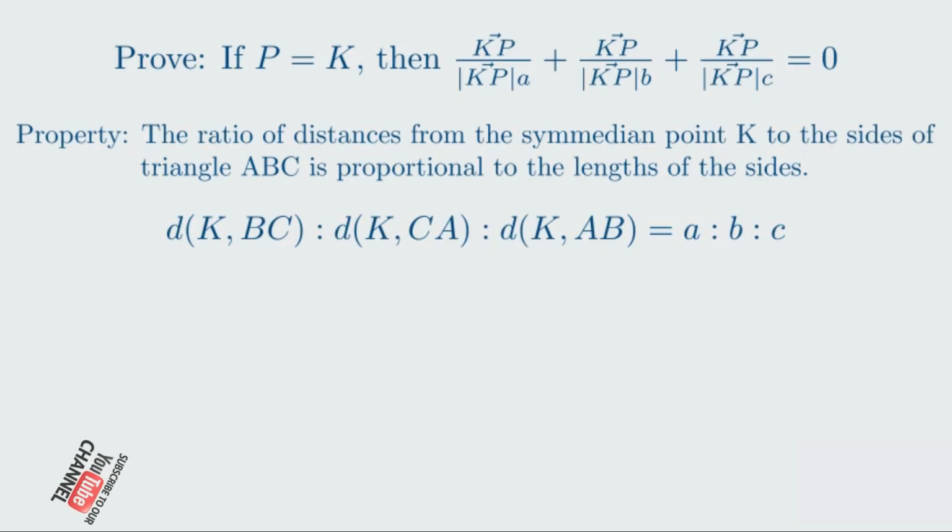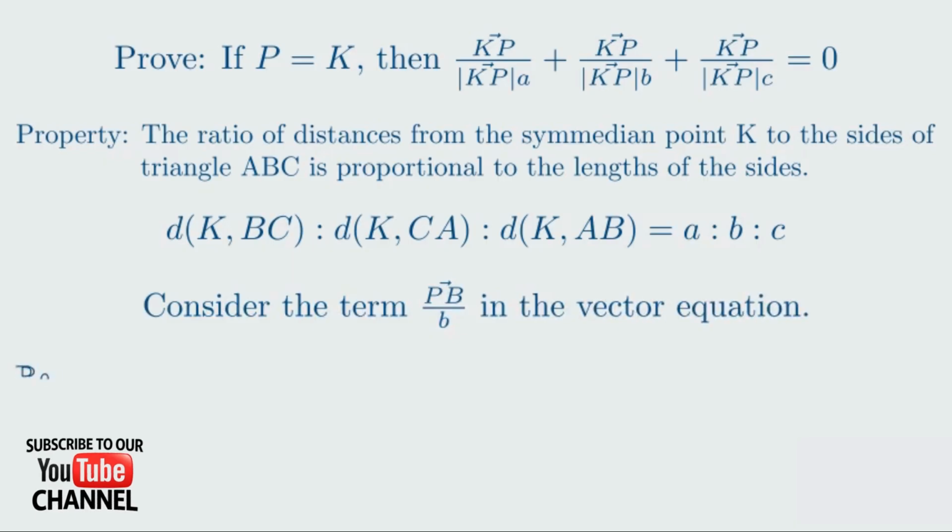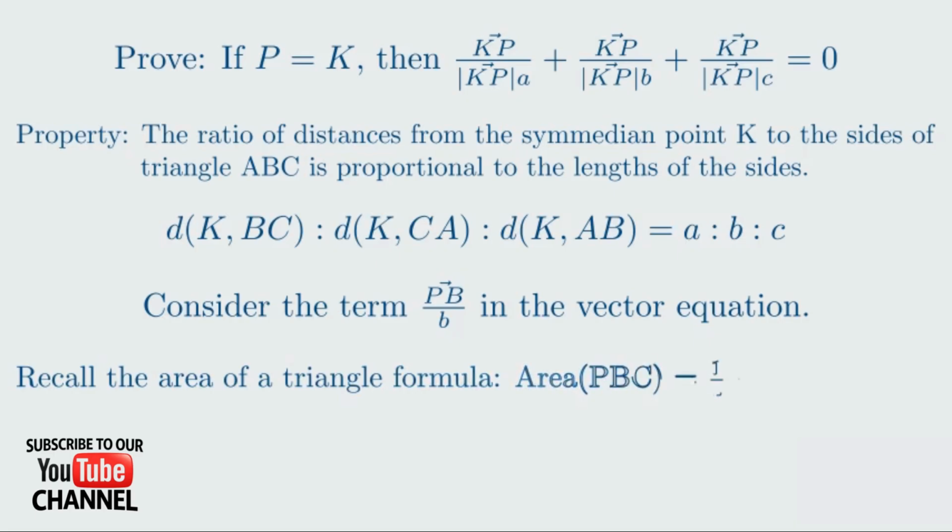Let's bring back our vector equation. PA over A plus PB over B plus PC over C equals 0. Let's rewrite the term PB over B. We'll use the dot product. The dot product of vector PB with the normal vector to side AC is the perpendicular distance from P to AC multiplied by the length of PB. This is a very useful formula from vector geometry.